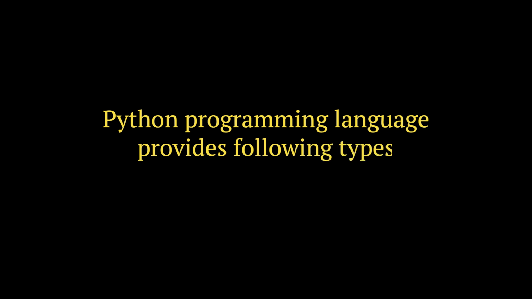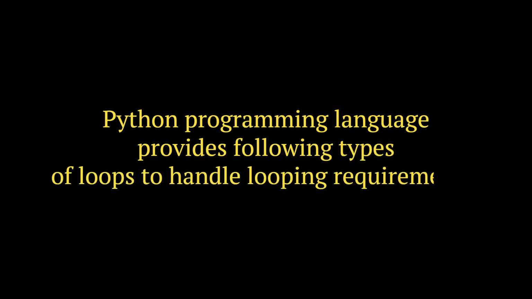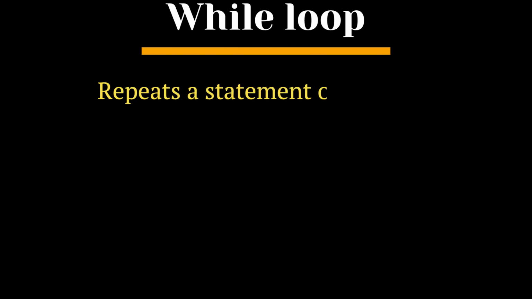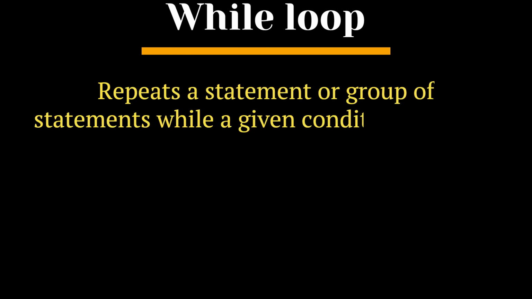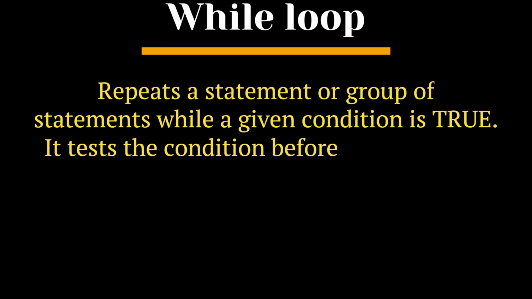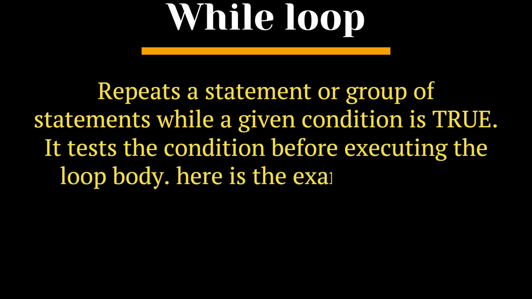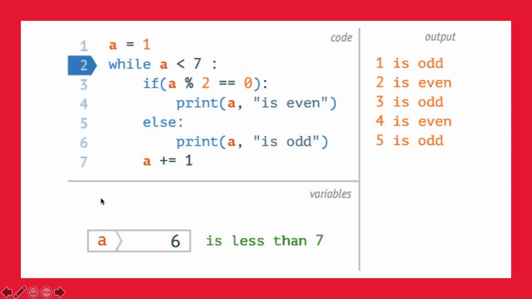Python programming language provides the following types of loops to handle looping requirements. While loop. Repeats a statement or group of statements while a given condition is true. It tests the condition before executing the loop body. Here is the example of while loop in Python.